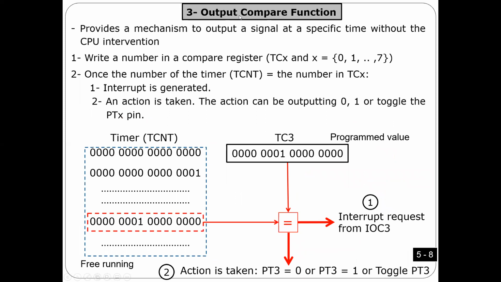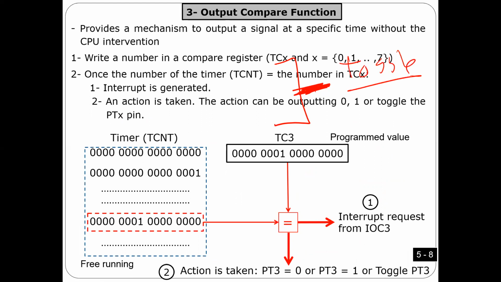Now let's talk about output compare. I told you we have a pin. Now I want to generate a signal, not measure time. So you can program this pin. I can tell the pin you have to toggle.